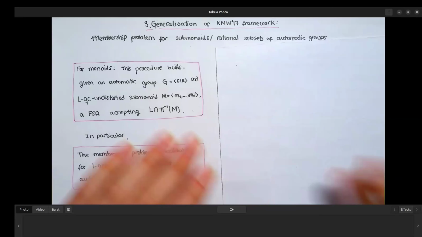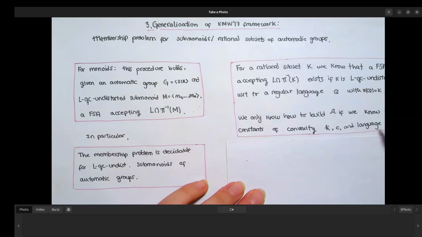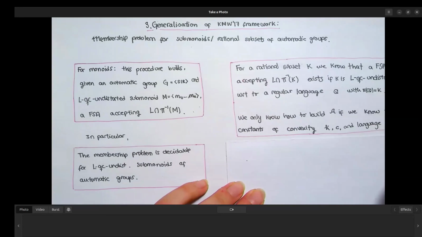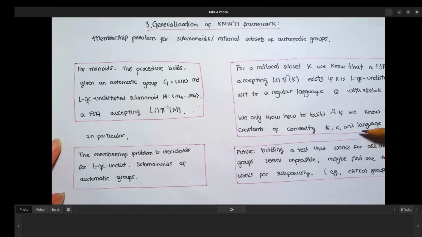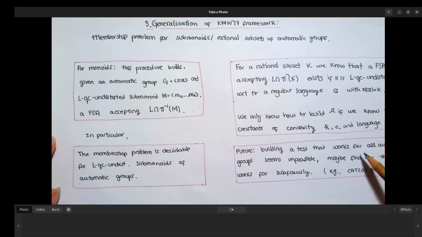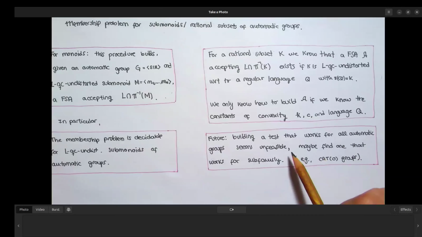To finish off, for a rational subset, a finite state automaton solving the membership problem exists if we know that the rational subset is L quasi-convexly undistorted, but we only know how to build such a finite state automaton if we are given the constants of convexity and the language Q. I am not sure anymore if there's a way of building a test that works well in this setting, so that works for all quasi-convex rational subsets of an automatic group.